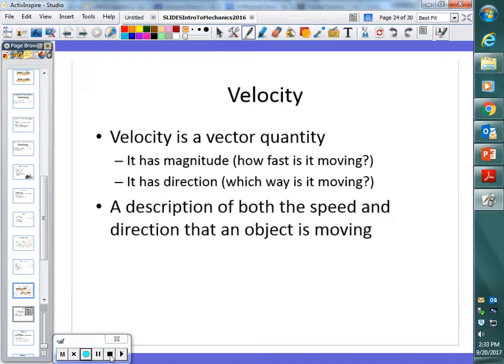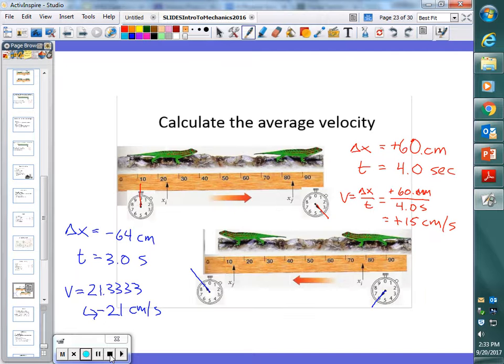Here, velocity being a vector, it has magnitude. The magnitude of velocity is how fast something is moving. What do we call how fast something is moving? Speed. What does speed not tell us that velocity does? Right? So here, right?